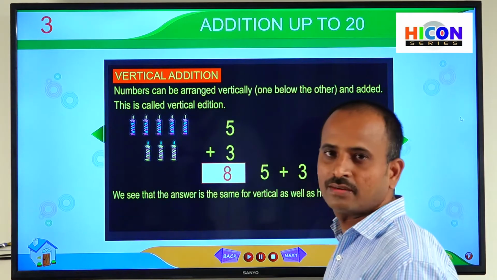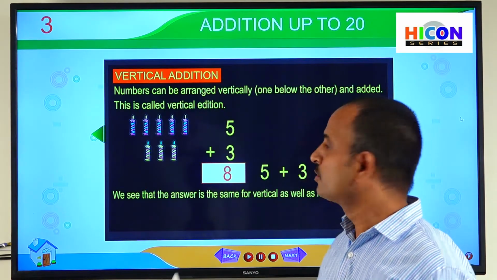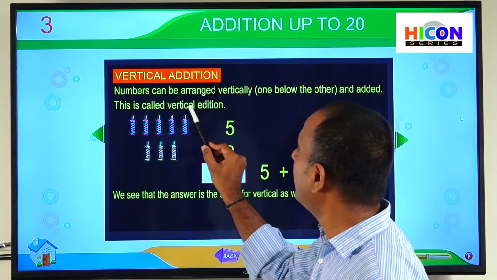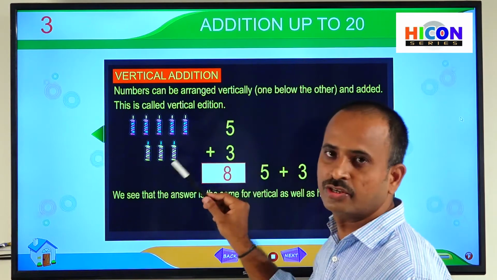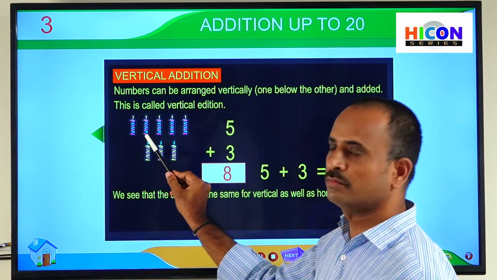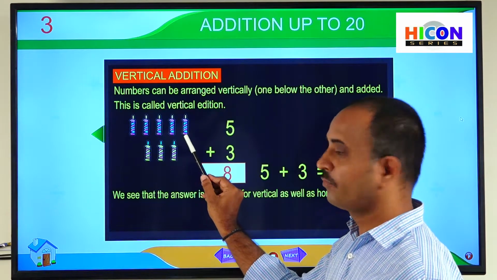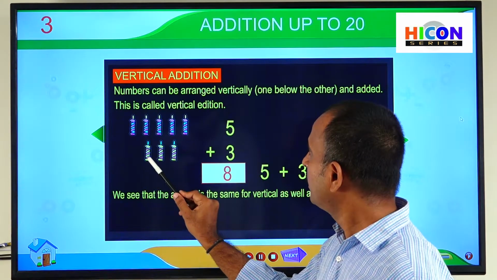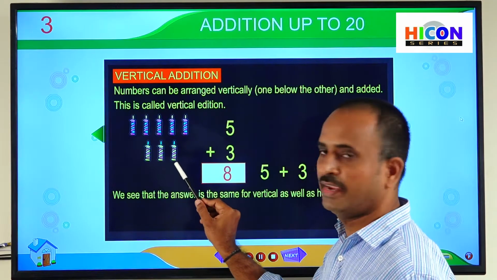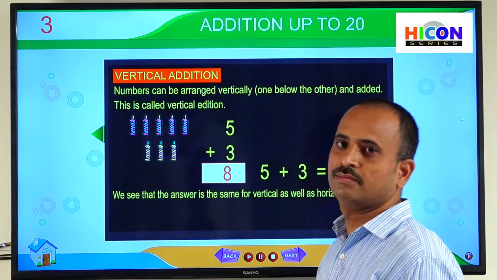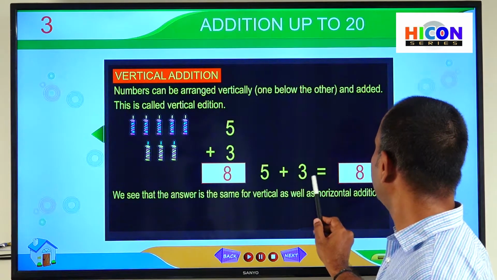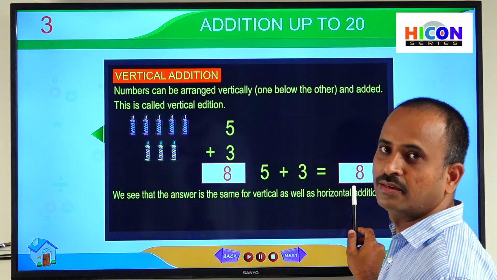How much will we get? 8. So this addition can also be done with the help of our fingers, and also if we add all these candles together, we will get 8. So let us start counting 1, 2, 3, 4, 5 and continue, 6, 7, 8. So the answer is 8. So here they have given 5 plus 3 is equal to, the sum is 8.